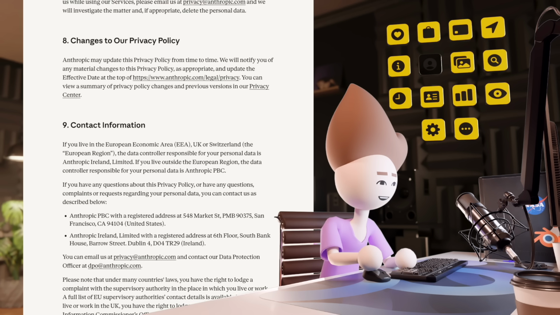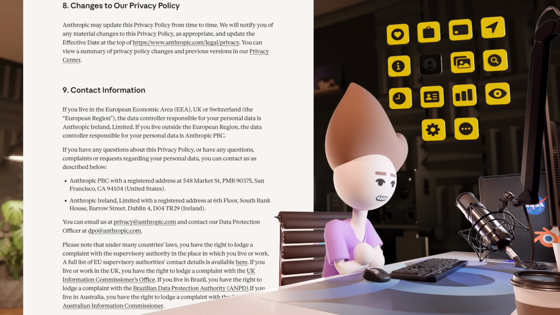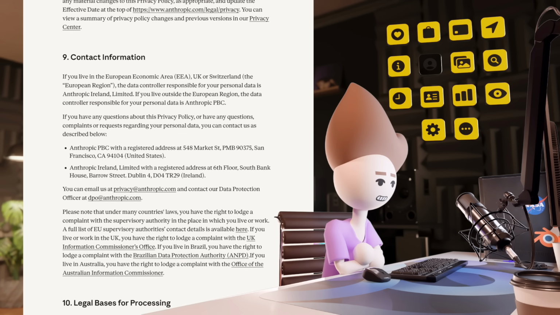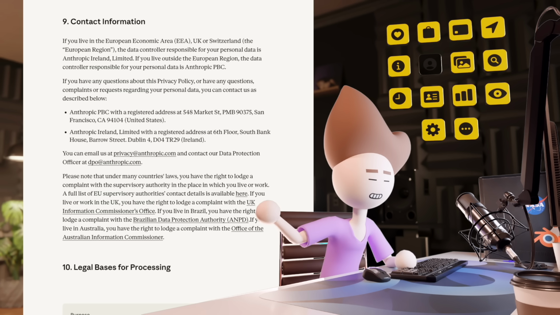Contact information. If you live in the European Economic Area, EEA, or UK or Switzerland, otherwise known as the European region, the data controller responsible for your personal data is Anthropic Ireland Limited. If you live outside the European Union, the data controller responsible for your personal data is Anthropic PBC. If you have any questions about this privacy policy, or you have questions, complaints, or requests regarding your personal data, you can contact us as described below, and then there's some addresses. You can email us at privacy@anthropic.com and contact our data protection officer at dpo@anthropic.com.